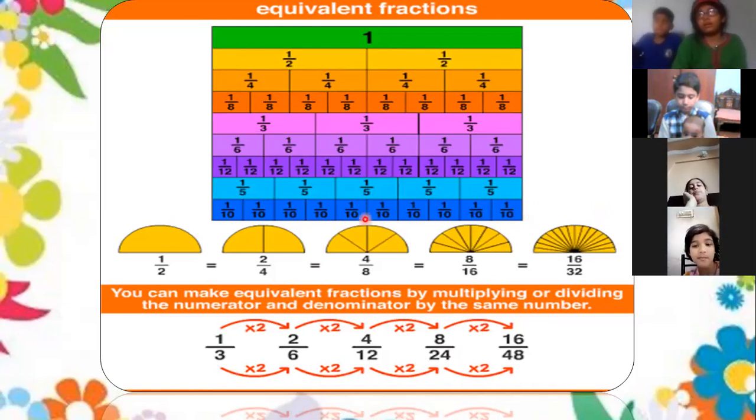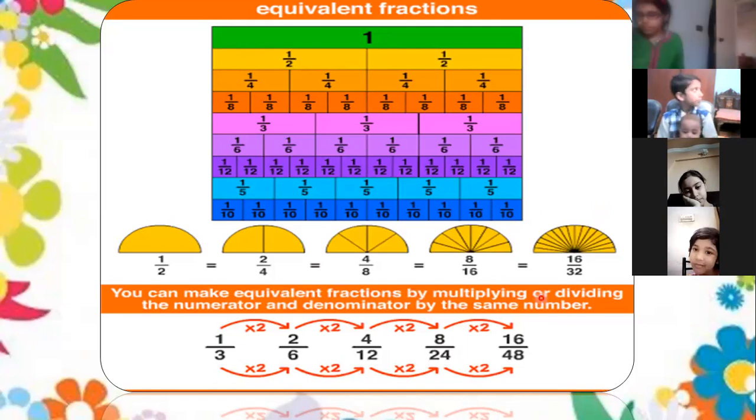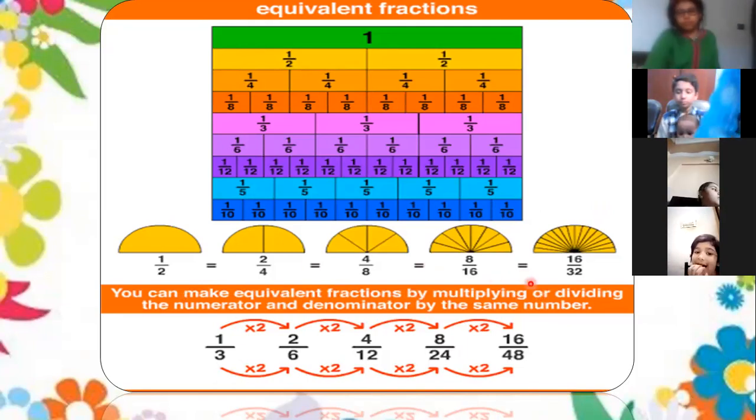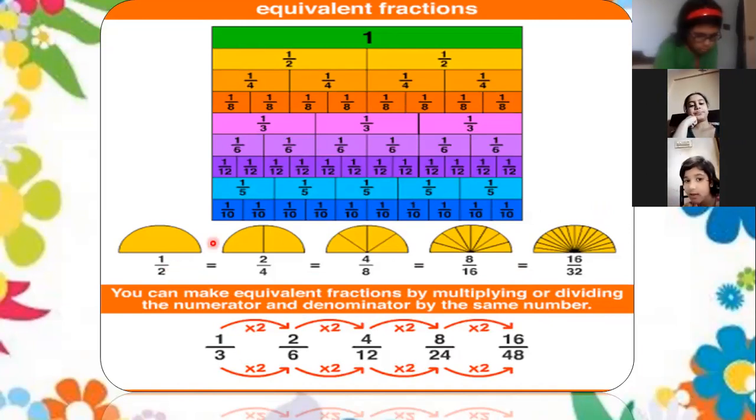Now we will see how we can make equivalent fractions. You can make equivalent fractions by multiplying or dividing the numerator and denominator by the same number. So we can get another equivalent fraction whose value will be the same. They have different numerators and denominators, but their value will be the same.